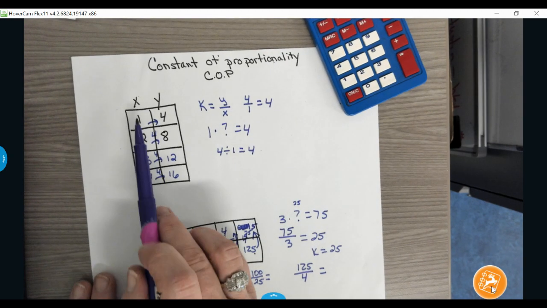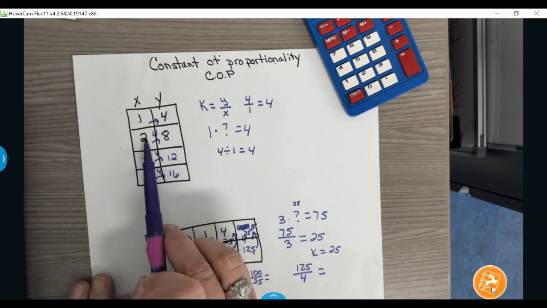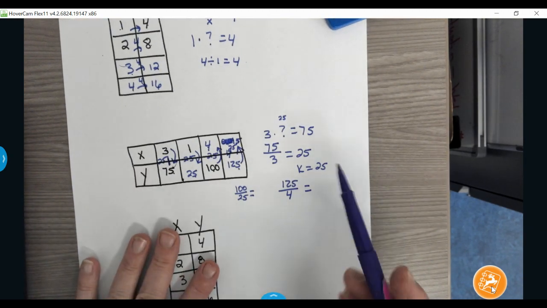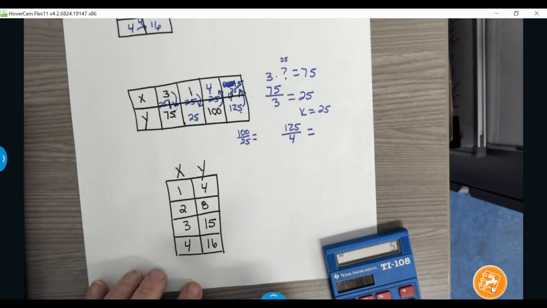Okay, so small to big, small to big, small to big. I think I'm doing good work there. Alrighty, now let's look at this table.